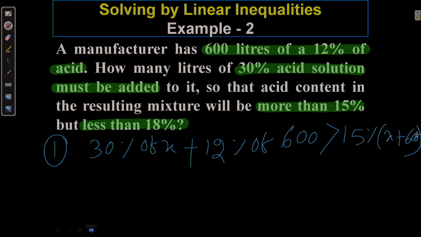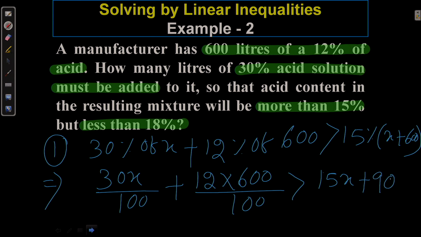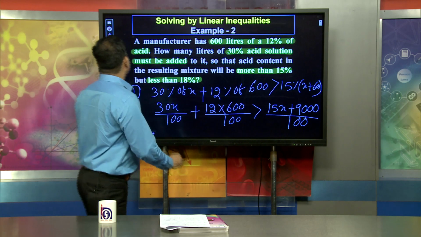Now when we simplify this, you will find 30% of x is 30x divided by 100, plus 12 into 600 divided by 100, greater than 15% of x plus 600, that is 15x plus 15 into 600, which is 9000, all divided by 100. This will be the form of the first inequality.